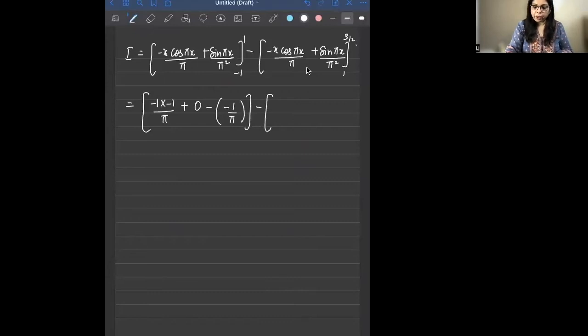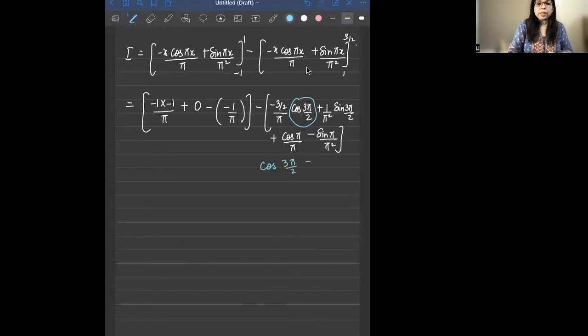Now we put 3 by 2. So minus x minus 3 by 2 upon pi cos 3 pi by 2 plus 1 upon pi square sine 3 pi by 2. On putting the minus sign, we get plus cos pi upon pi and minus sine pi upon pi square. Cos 3 pi by 2 is 0. Sine 3 pi by 2 is minus 1. Sine pi is 0. Cos pi is minus 1.